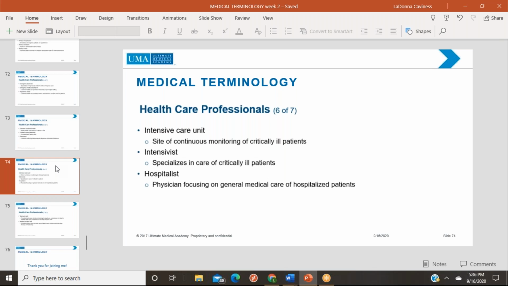Healthcare professionals continued. Intensive care units, site of continuous monitoring of critically ill patients. An intensivist specializes in the care of critically ill patients. A hospitalist focuses on general medical care of a hospitalized patient, so a patient that's inpatient status.